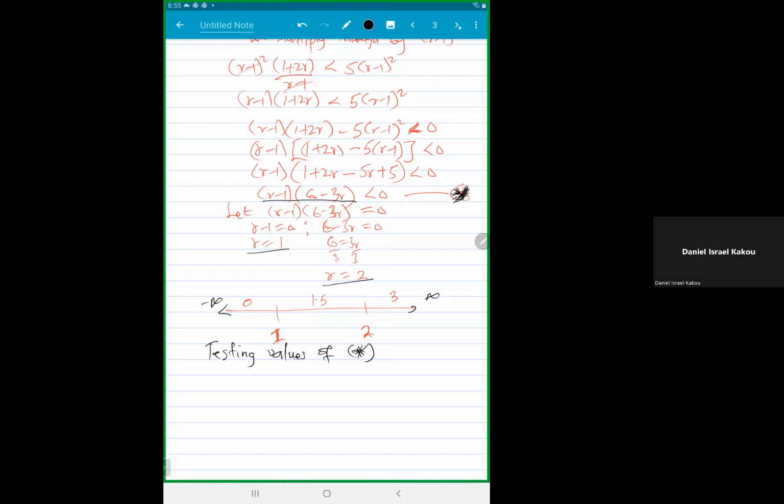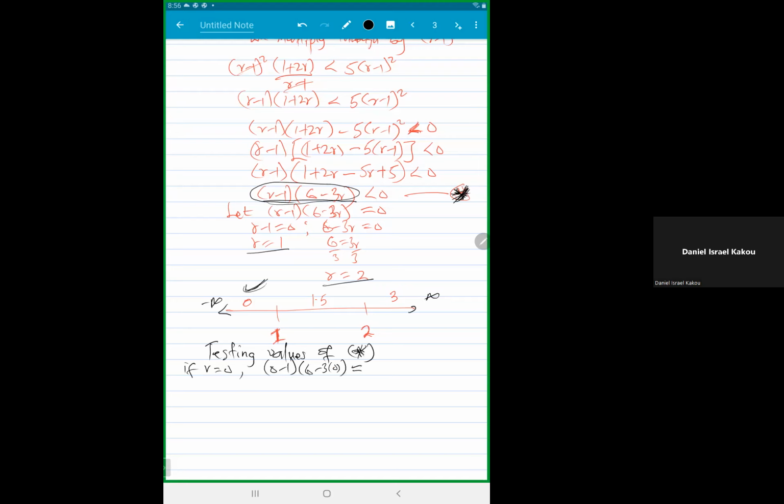So I'm going to substitute 0 in the equation I've underlined, or the equation I'm about to circle. Wherever I see R, I put 0 there, because I'm using the first number here, right? So if r is equal to 0, then I will have 0 minus 1 according to the formula there, and 6 minus 3 times 0. And what is this value?